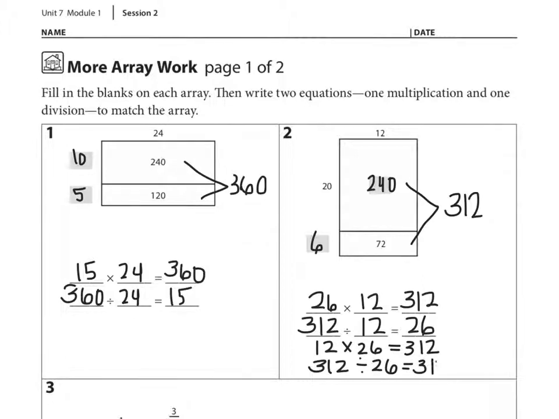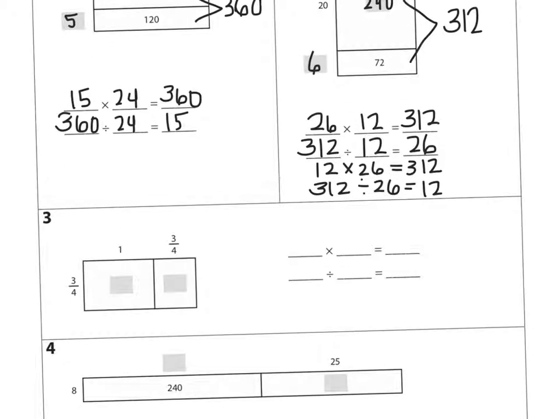So it doesn't matter with multiplication, the order of the factors. Either order works. And then here it doesn't matter if you have, oh, I see I made an error. Thank you for seeing my error there. 312 divided by 26 equals 12, not 312. Okay, let's move on to problem number 3.